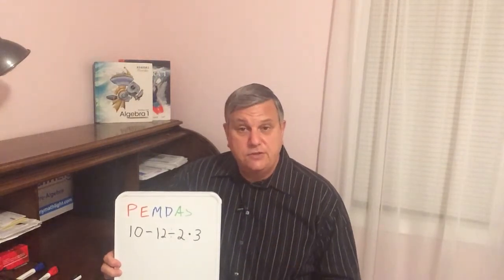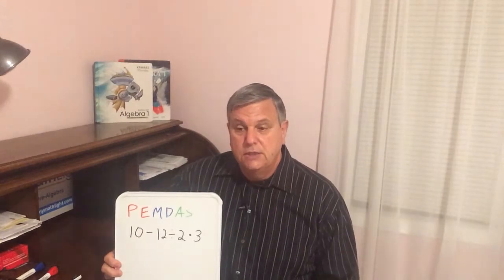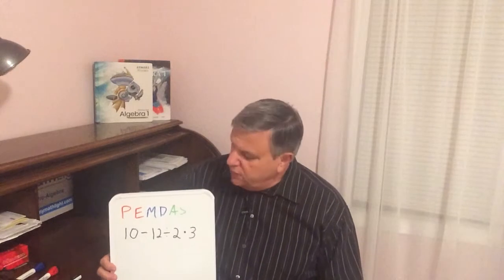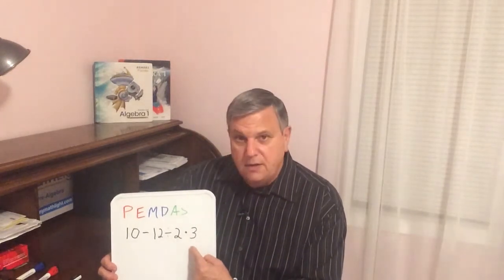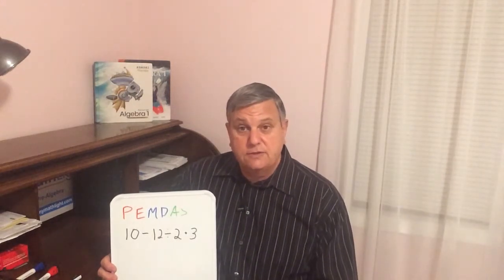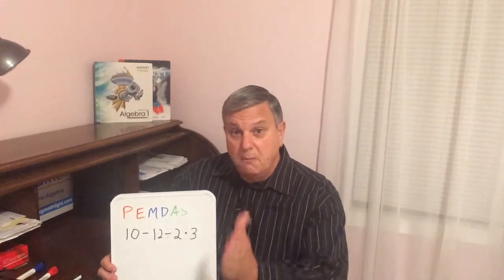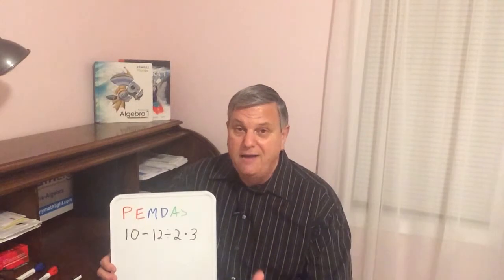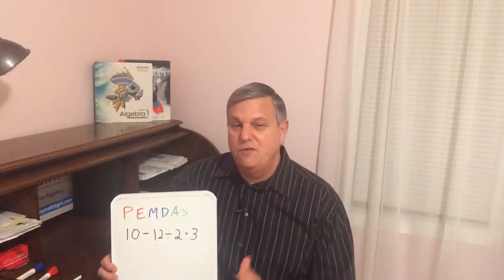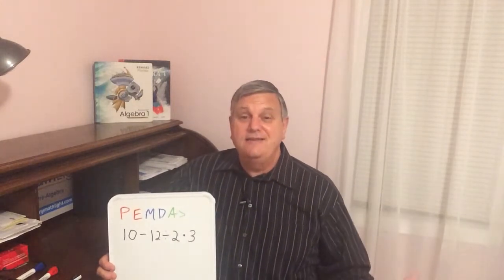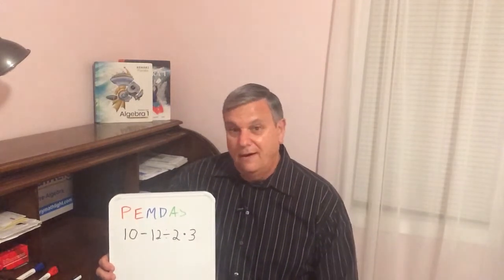All right, Please Excuse My Dear Aunt Sally. So we were working through a problem like this one here. And what the student wanted to do was the multiplication, the 2 times the 3, before doing the division. And their logic was this: Please Excuse My, right? That M is there. The M for multiplication is definitely before the D for division. Oh, it's so simple. How did I not see this many years ago? Well, I guess I'm a little thick.